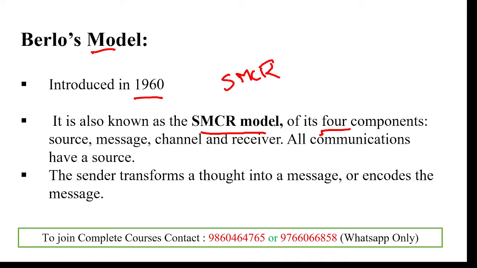Then, all communication has a source. In Berlo's model, Berlo says that all communication has a source. Then the sender makes or transforms a particular message, that is, encodes the message. That is the essence of the model. What Berlo's model tries to say is that all communication has a source.